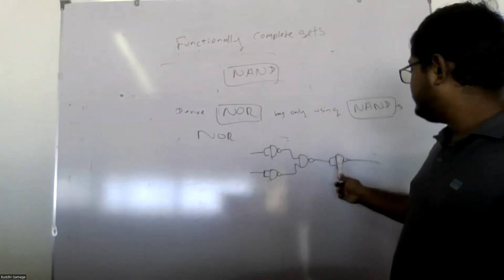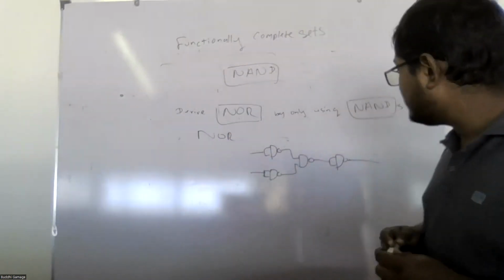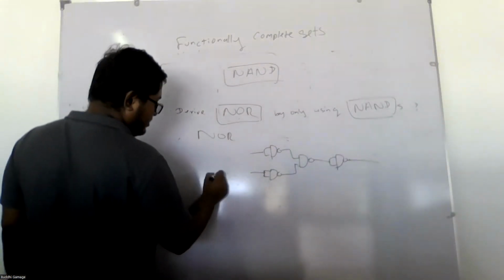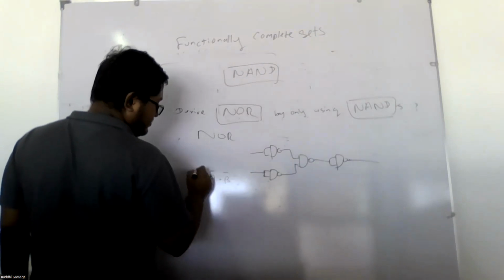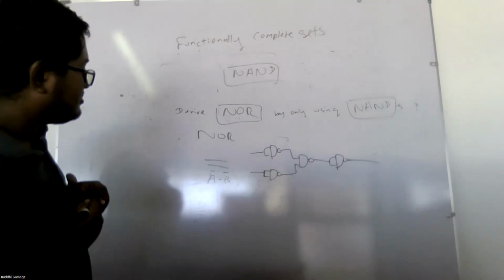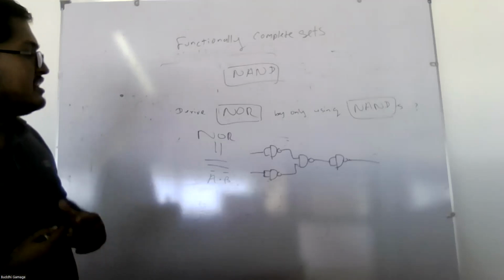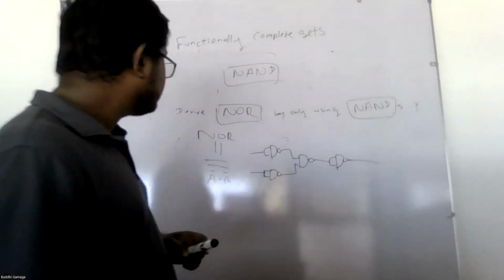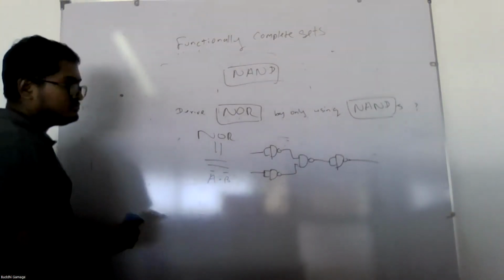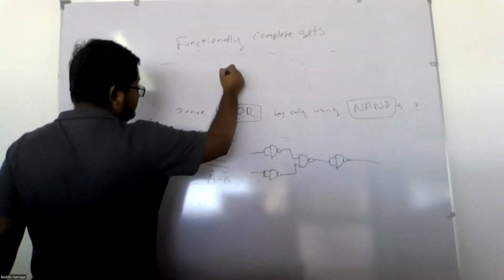So we need 1, 2, 3, 4 AND gates. So 1, 2, 3, 4. One: A bar dot B bar into double negation is not, by using only NAND gates. Right. So the next gate.